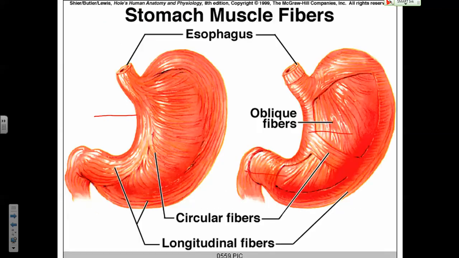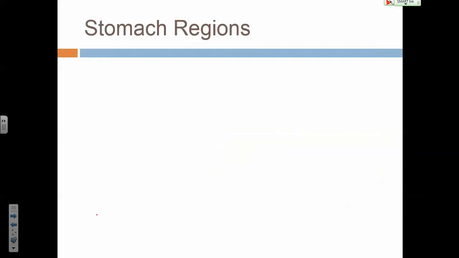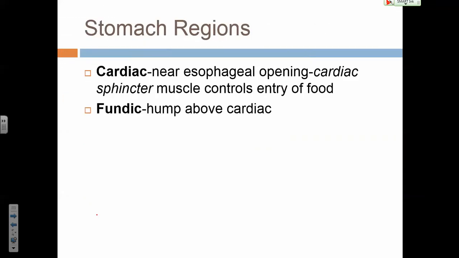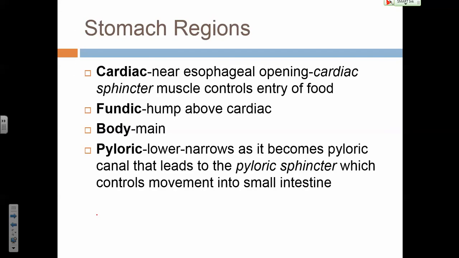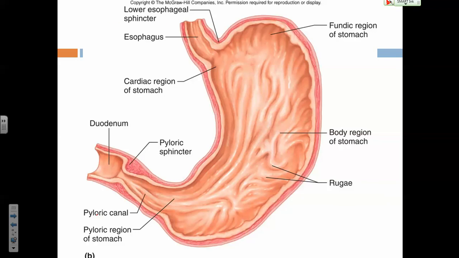Okay. Then, here you can see some examples that shows you all the muscle layers. And then, I'm going to go to a picture. I know I've not talked about everything that was on that other slide, but I will as we look at these pictures. So here you can see the rugae. See all these folds in the wall?